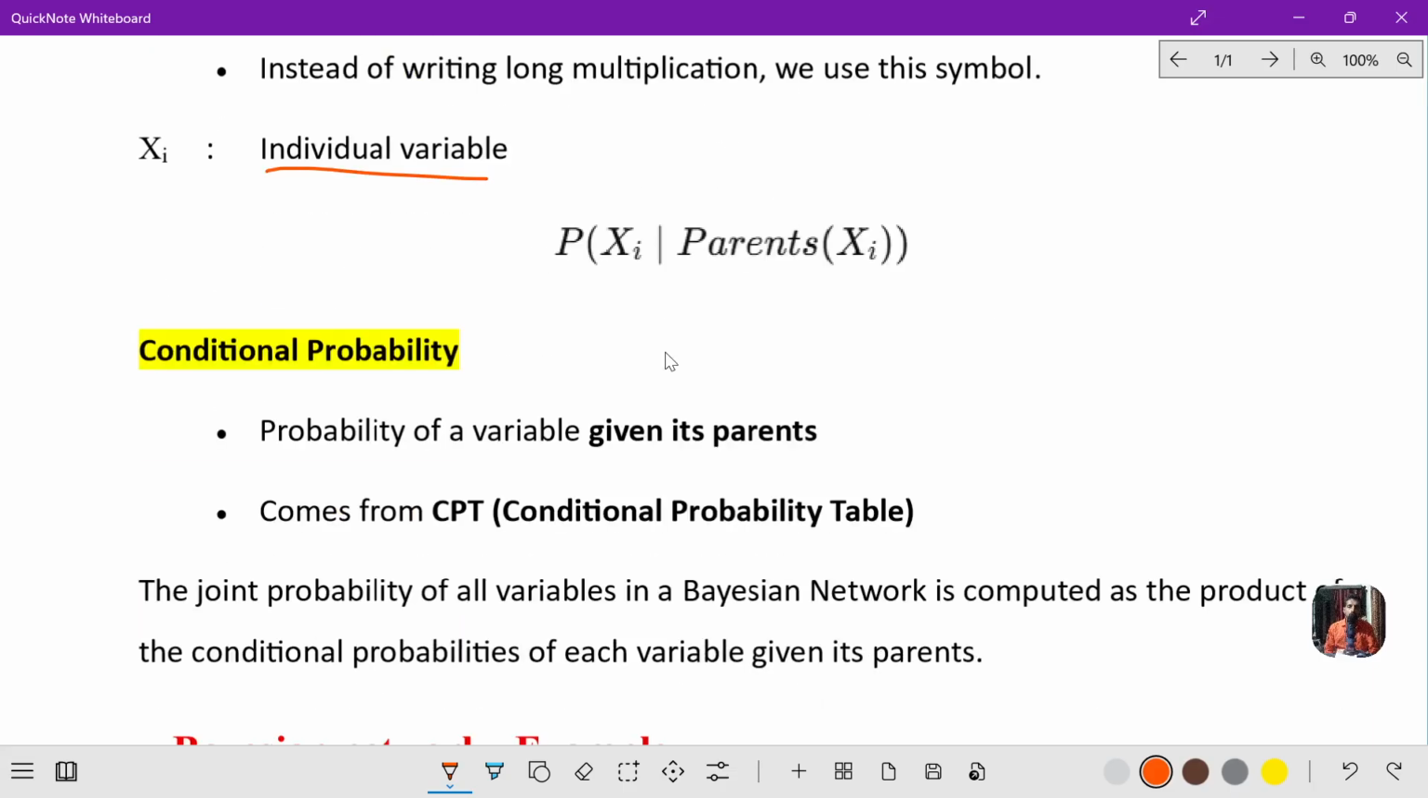Now what is the meaning of P of xi given parents of xi? It is nothing but a conditional probability, the probability of a variable given its parents. It comes from the CPT, which is called the conditional probability table. So the joint probability of all variables in a Bayesian network is computed as the product of the conditional probabilities of each variable given its parents.